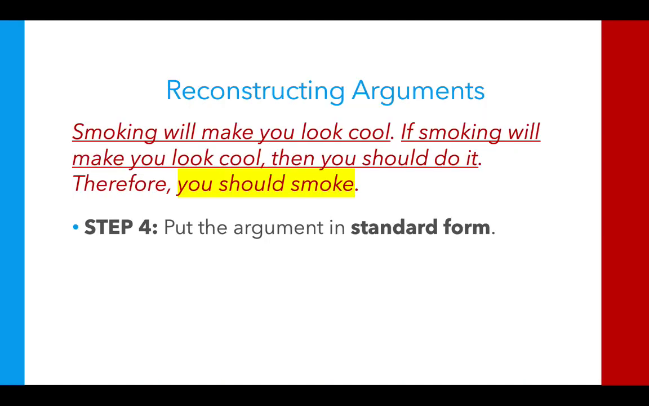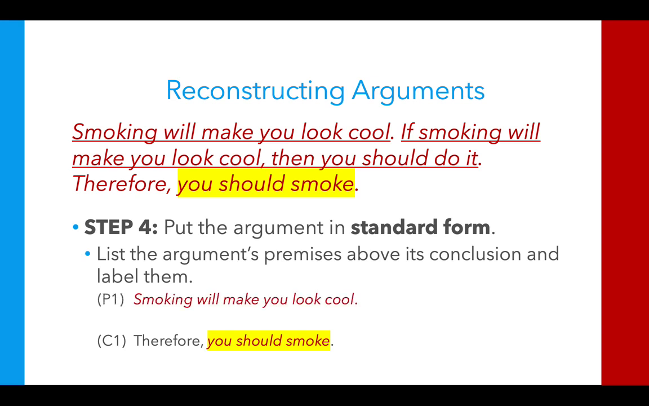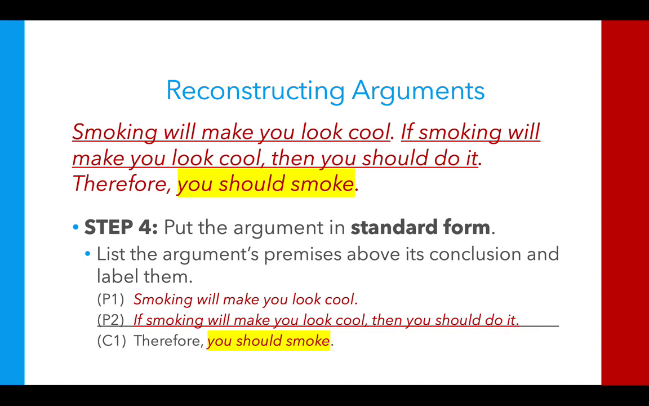Okay. So we've got our conclusion, we've got the premises. Now, at this point, we want to put the argument into standard form. What that involves is listing the argument's premises above its conclusion and labeling those things. So we've got the conclusion down here, you should smoke. We've got premise 1, smoking will make you look cool. We've got premise 2, if smoking will make you look cool, then you should do it. And there's our argument. It's in standard form, or premise-conclusion form.